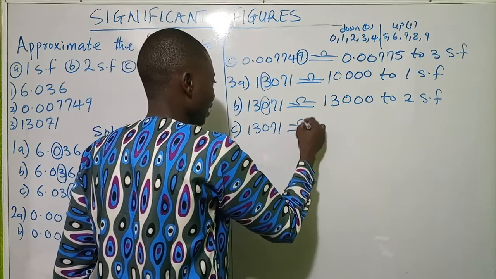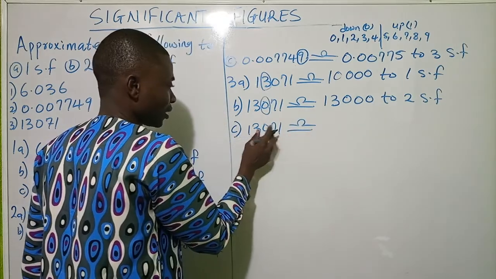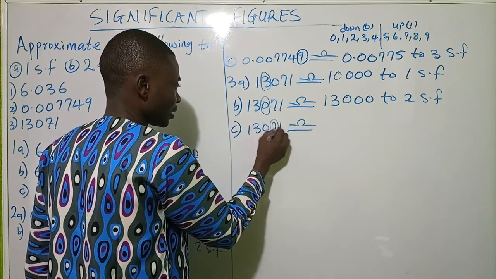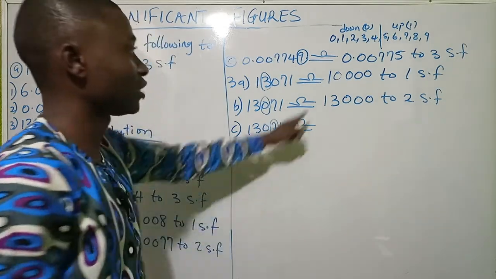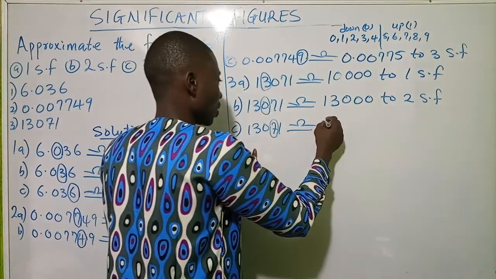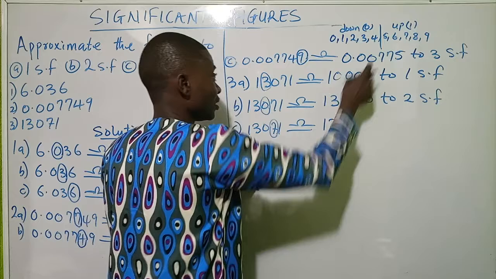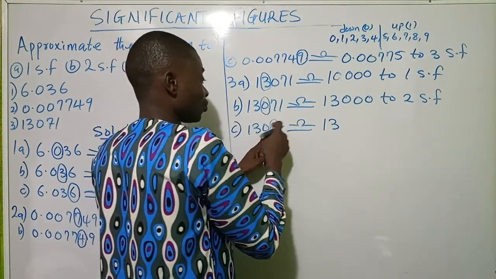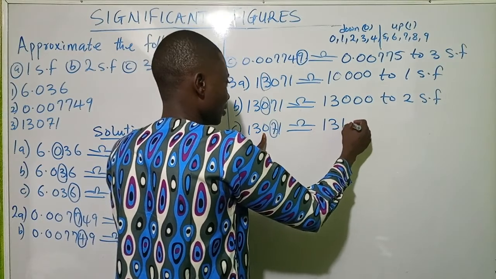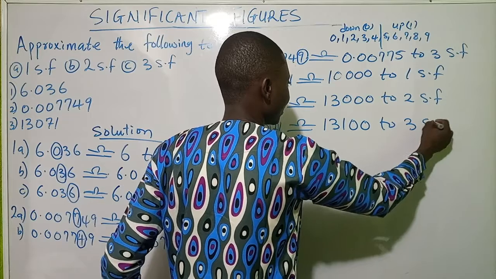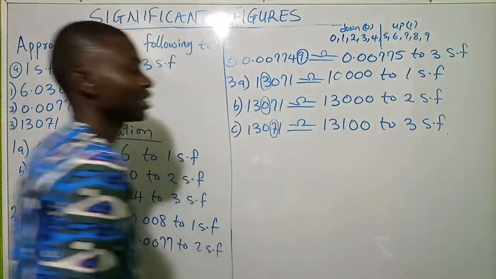13071. This time to 3 significant figures: 1, 2, 3. So our attention is on this. This 7 falls into what group? Is it a group of rounding up or rounding down? It's a group of rounding up. So our answer will be 1, 3. Since it's a group of rounding up, we're going to add 1 to this 0. So 0 plus 1 is also what? 1. We change the rest to 0. So this is our answer to 3 significant figures.